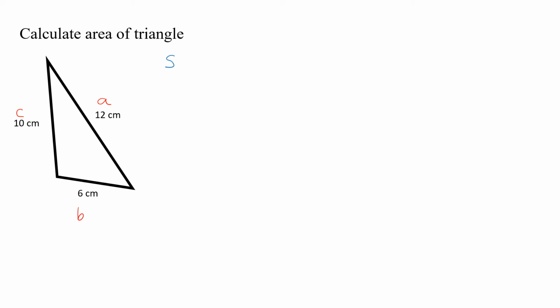And then I go about finding my semi-perimeter. So that will be my S. And remember, to calculate our S, we just add all our sides and we divide by 2. So that will be 12 plus 10 plus 6. And I didn't respect the ABC, but it doesn't matter because all I know is that I'm adding all 3 sides and dividing by 2.